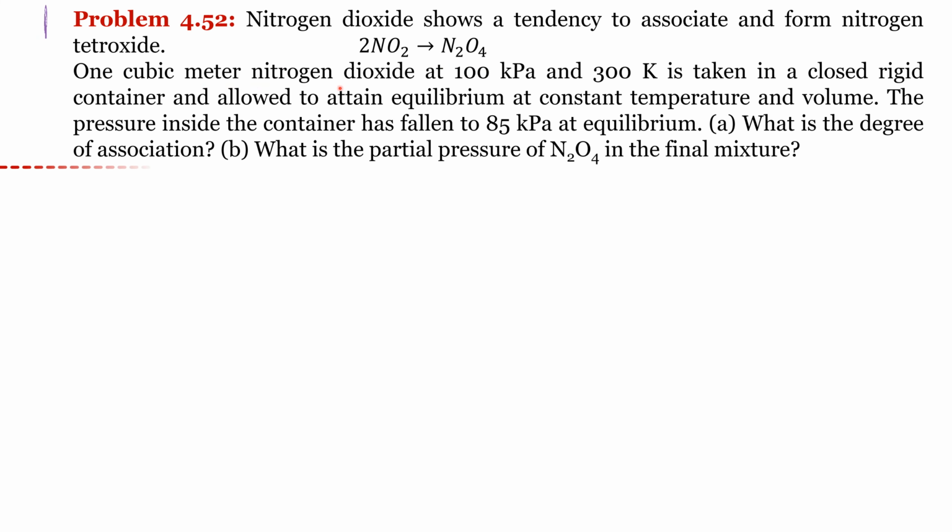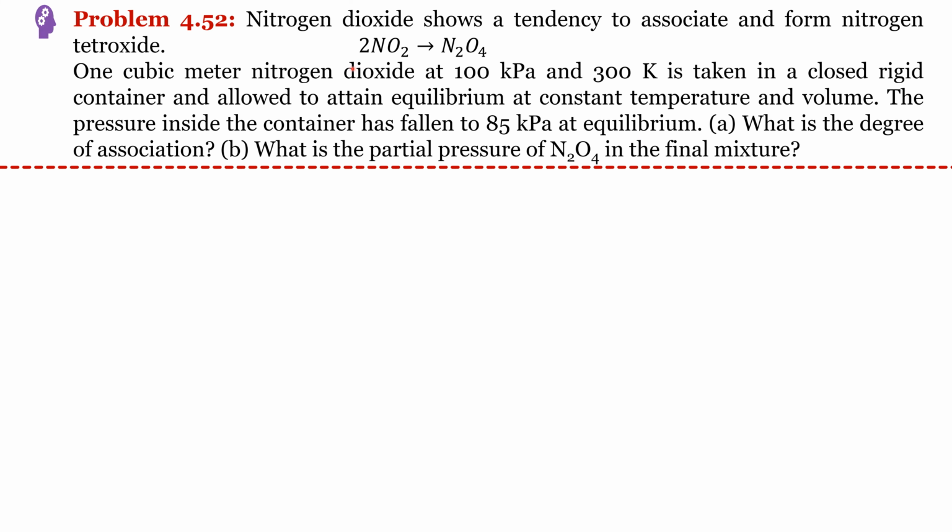1 cubic meter nitrogen dioxide at 100 kilopascal and 300 Kelvin is taken in a closed rigid container and allowed to attain equilibrium at constant temperature and volume. So temperature and volume are kept constant before association and after association. The pressure inside the container has fallen to 85 kilopascal at equilibrium.